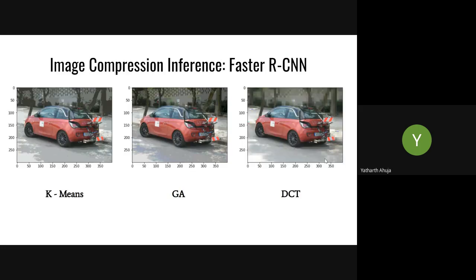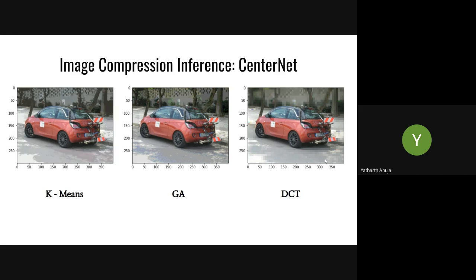So, combining our compression methods with Faster RCNN, we obtain the following results on a test image. If we see carefully in the images, there is an ROI, and outside the ROI there is a significant compression visible. Next, the same can be said for the testing with Sentinel and the same compression methods.